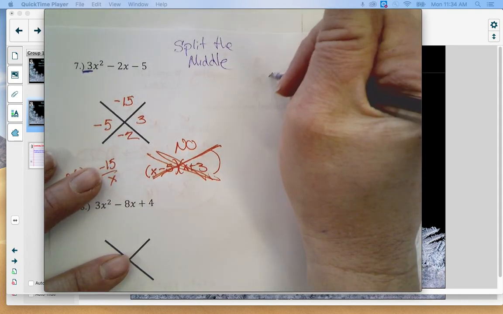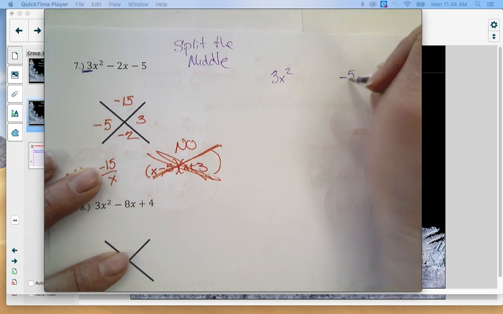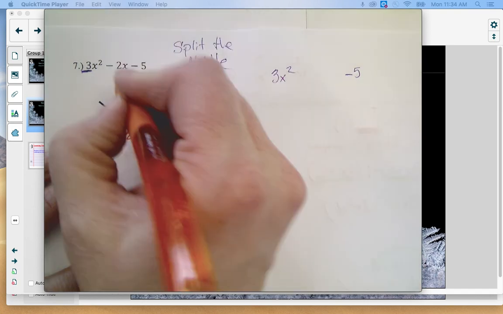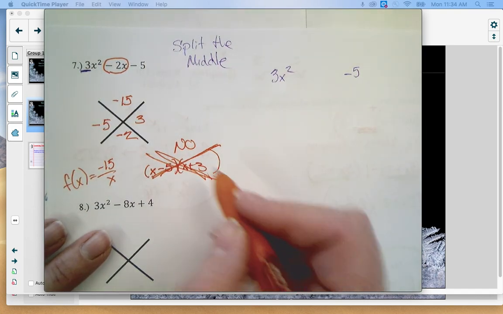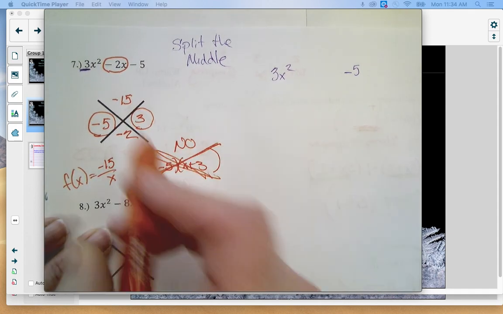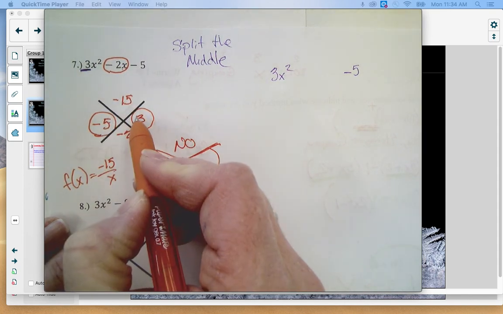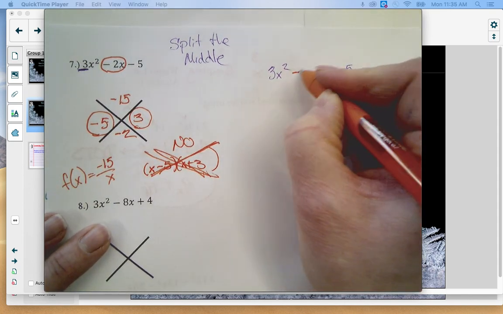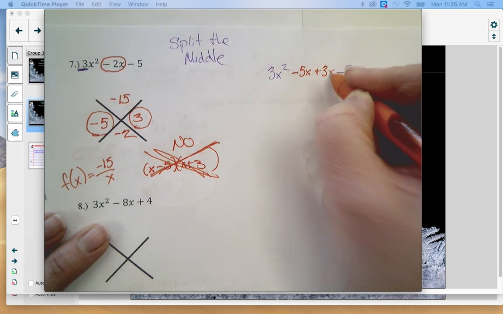So I know 3x squared stays there. I know negative 5 stays there. I'm taking this middle term, negative 2x, and what is it splitting into? Negative 5 and 3, but negative 5 what? What's the variable? X. So it's negative 5x, and it's positive 3x.